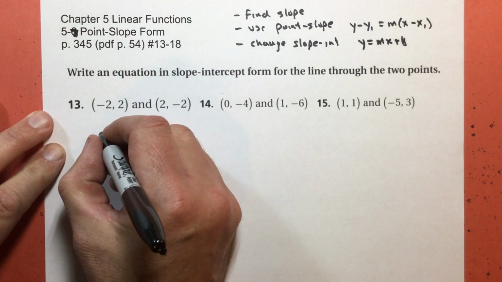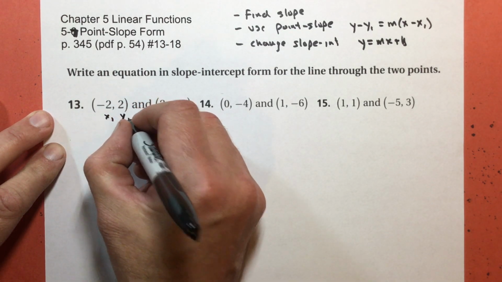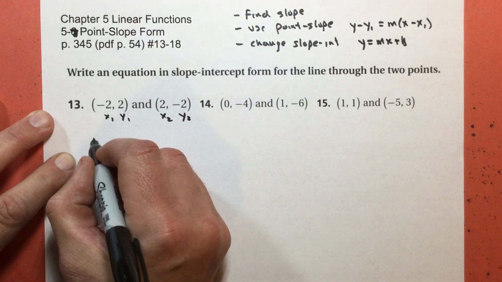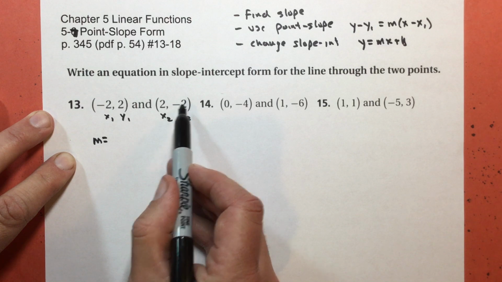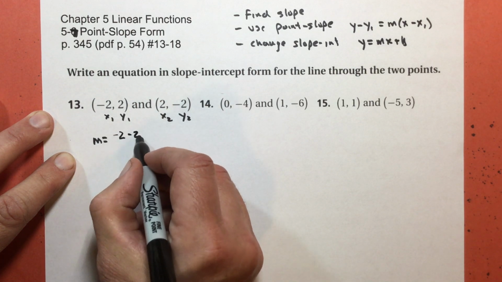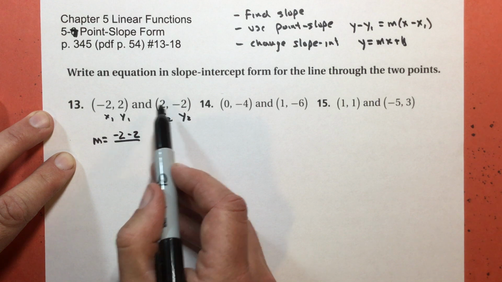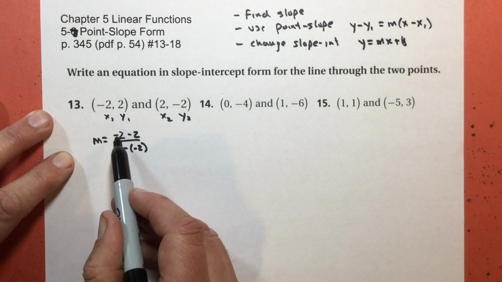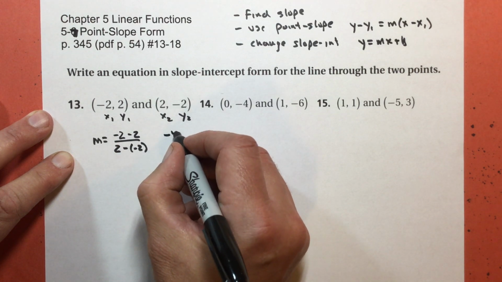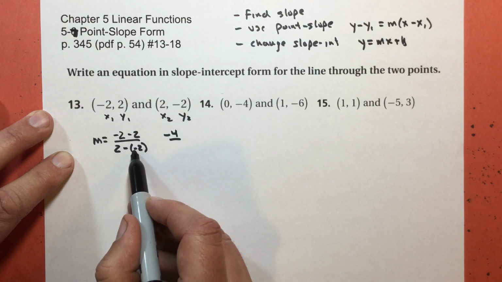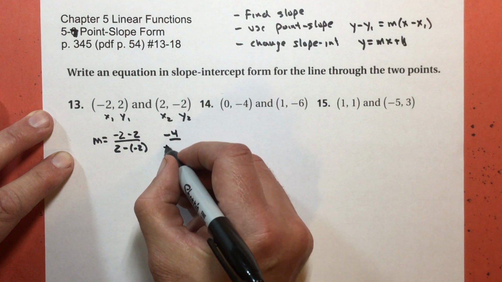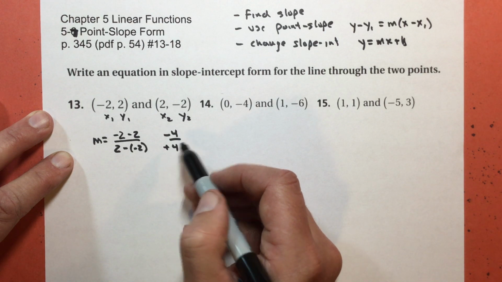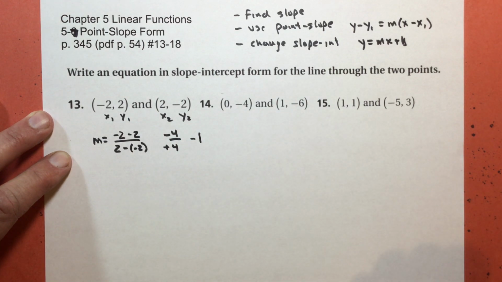All right, so problem number 13. This is my first x, this is my first y. This is my second x, this is my second y. My slope is going to be -2 subtract 2 divided by 2 subtract -2. That's a lot of 2's. -2 subtract 2 is -4. 2 subtract -2 is 2 plus 2, which is +4. And -4 divided by +4 equals -1. So my slope is -1.